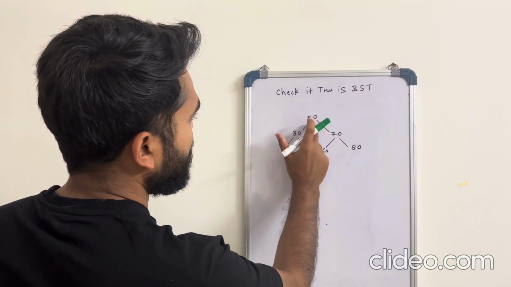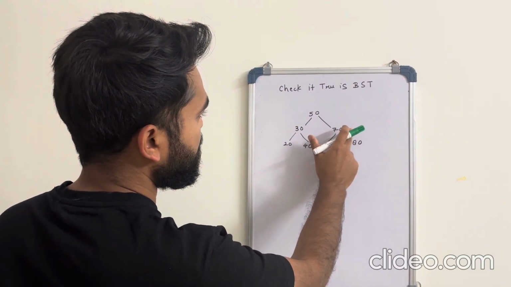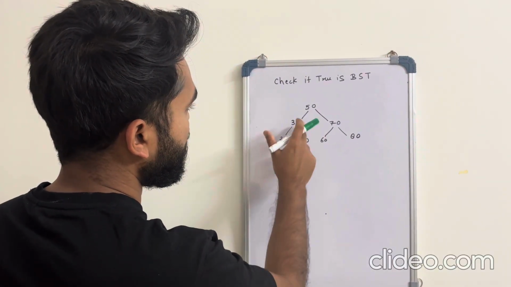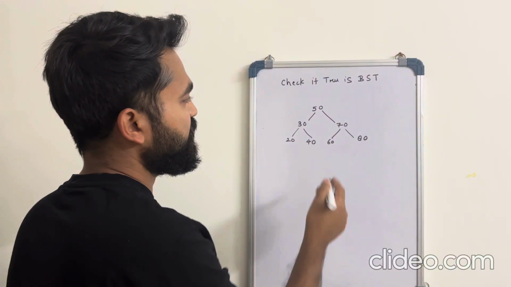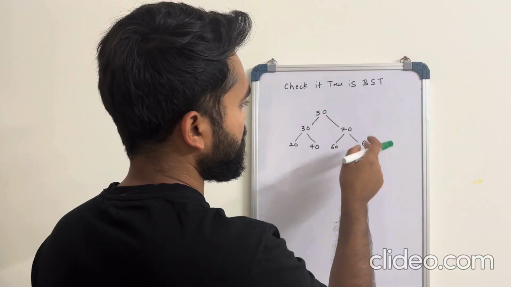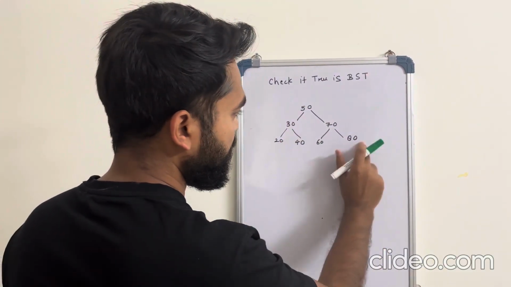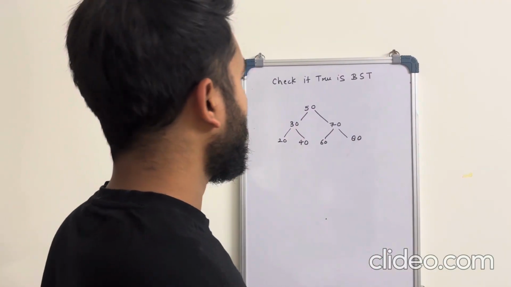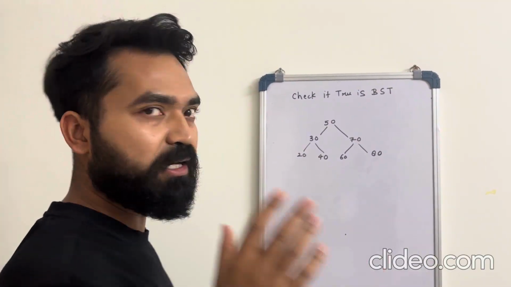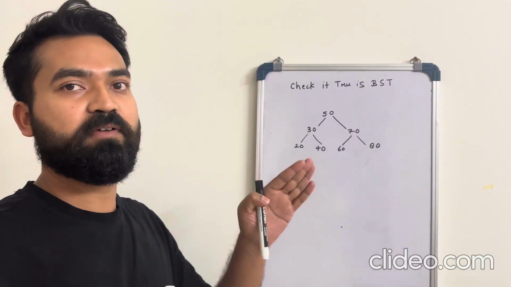If you see, 50 is greater than 30 and 50 is lesser than 70. Same, 30 is greater than 20 and 30 is lesser than 40. Same, 60 is lesser than 70 and 70 is lesser than 80. So for every node, this property up until leaf should be true. So the property that we need to consider is the in-order traversal. In-order traversal of a binary search tree is always sorted.